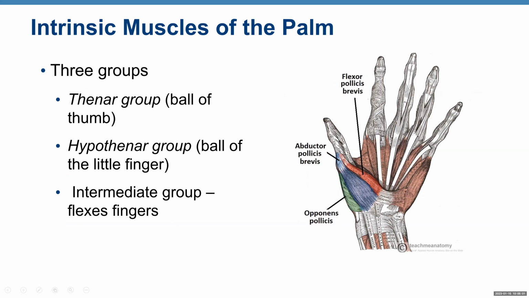Okay, and muscles of the palm, intrinsic muscles of the palm, we're gonna just divide them into groups. We will have a thenar group where your thumb is, hypothenar group where your little finger is. So thenar, ball of thumb, hypothenar, ball of little finger, and then between, an intermediate group that flexes fingers.